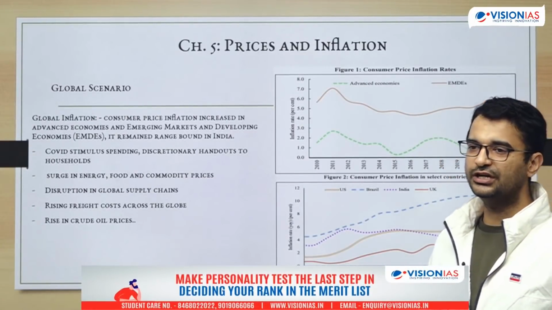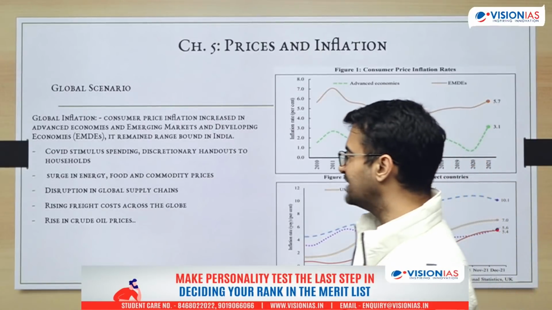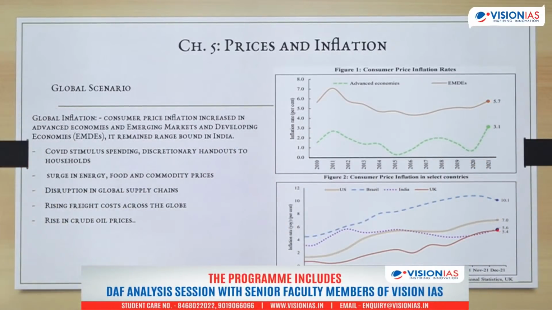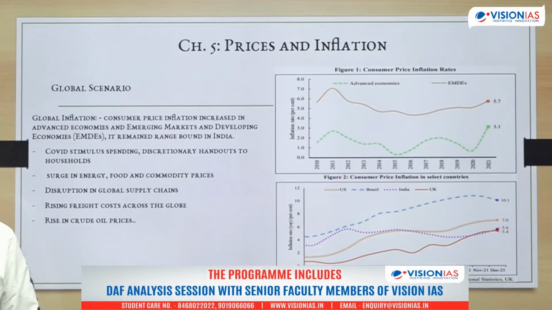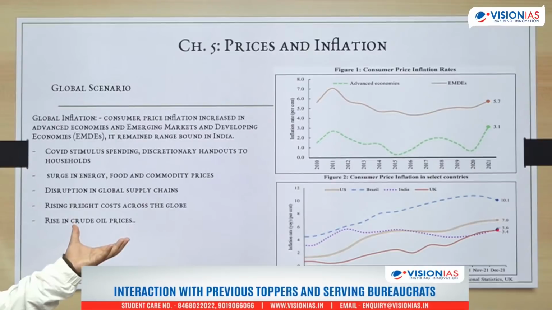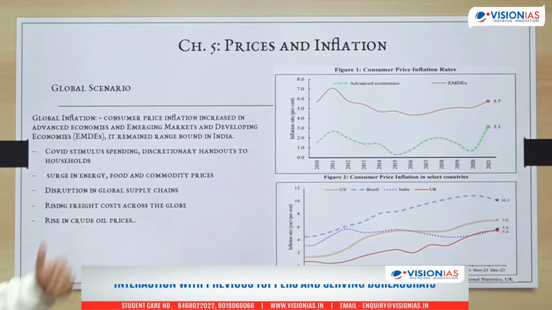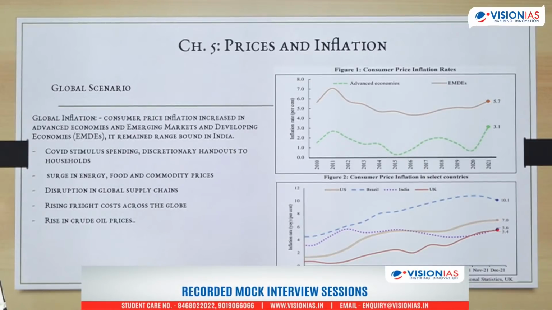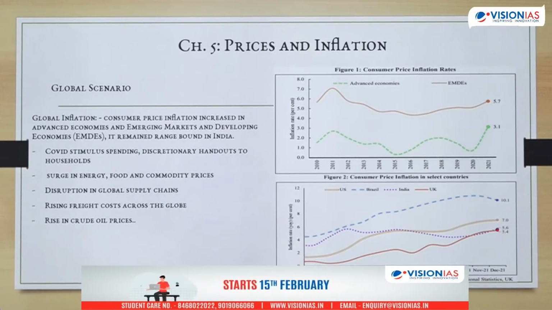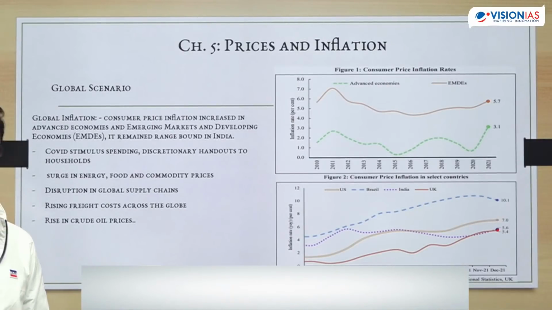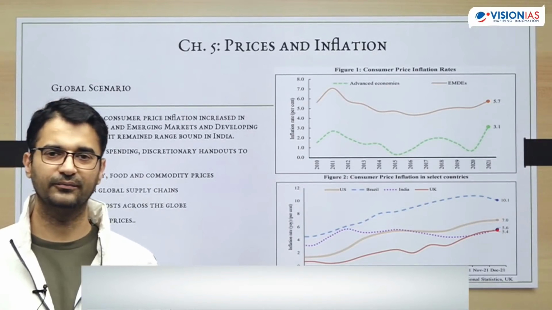There has been a surge in energy prices, food prices and commodity prices. That is one of the major aspects contributing to the increase in inflation. Then there is continuous, on and off disruption in global supply chains. Rising freight costs again led to increased prices of all the commodities, landing cost of all the commodities, and obviously the rise in crude oil prices, one of the biggest reasons for the increase in prices.